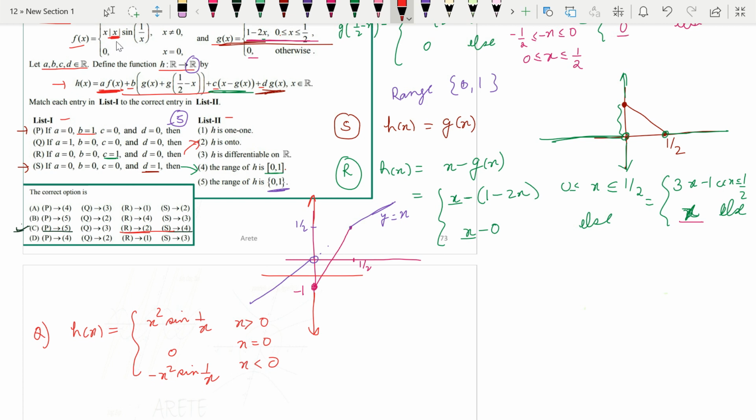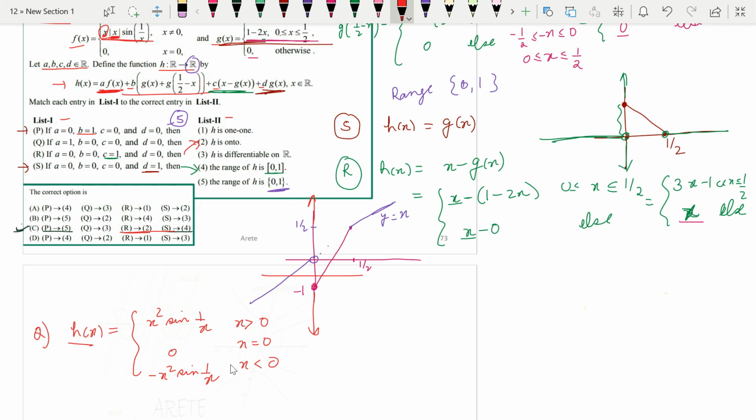Now if you look here carefully, it's an even function, right? Because this x is an odd function, and sine 1 by x also is an odd function. Two odd functions will make it an even function. Modulus of x is anyways an even function. So this whole thing is an even function. So h of x is an even function.